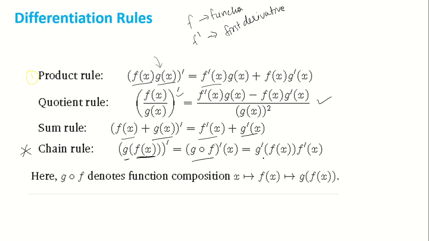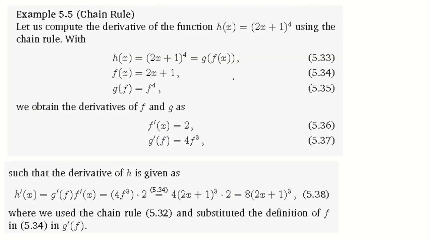So how do we write it? g dash f of x into f dash x. Find the derivative of the function g, then multiply it with the derivative of the function f. Okay, that's it.